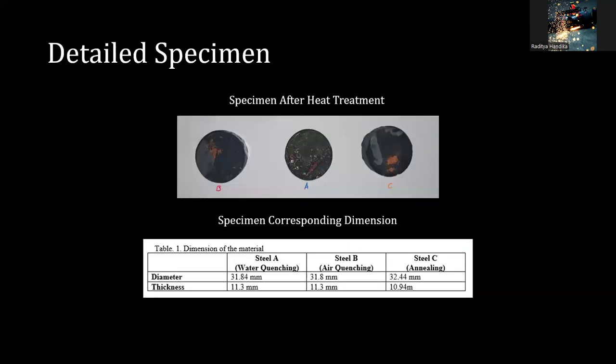The next one is about the detailed specimens. All of these specimens are steel, but the first one here is denoted as P, which is steel P, with the air cooling method. A1 is steel A, with the cooling method of water quenching. The third one here is steel C with the annealing cooling method. And here are the corresponding dimensions, which are the diameter and thickness.